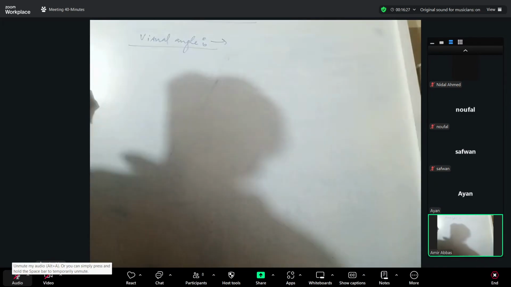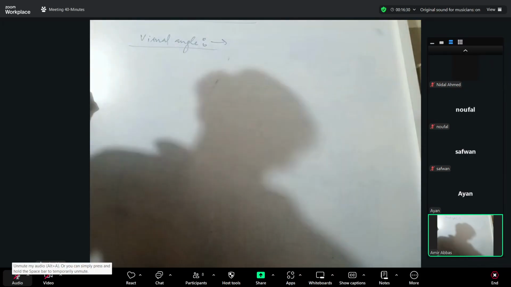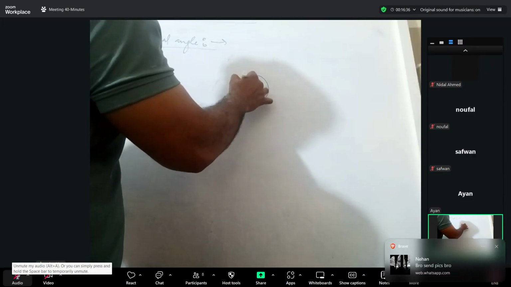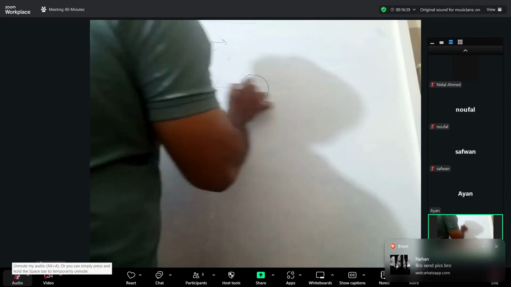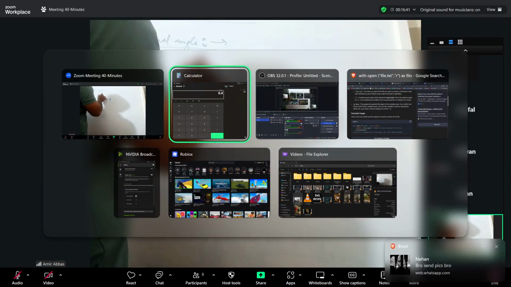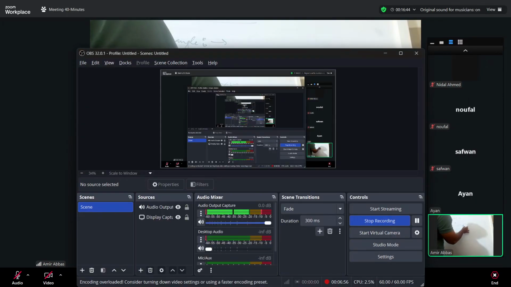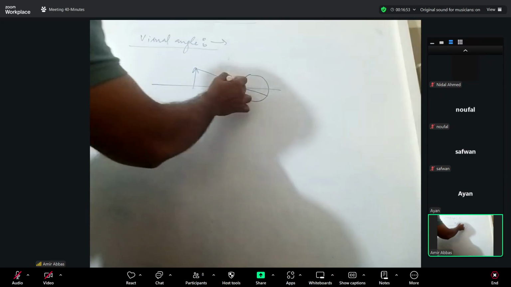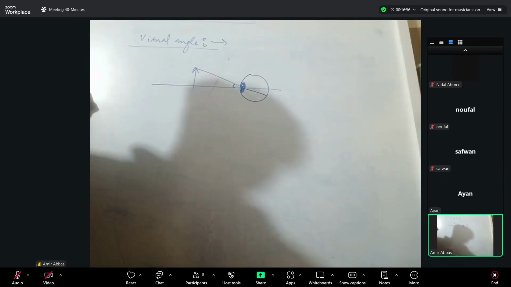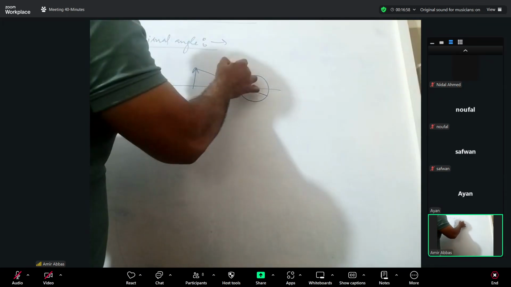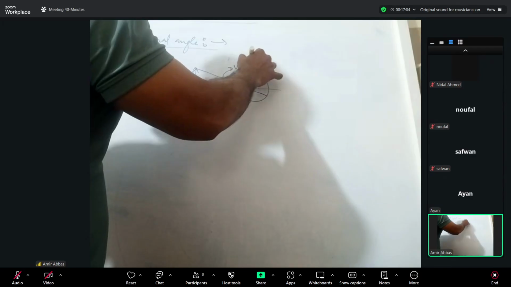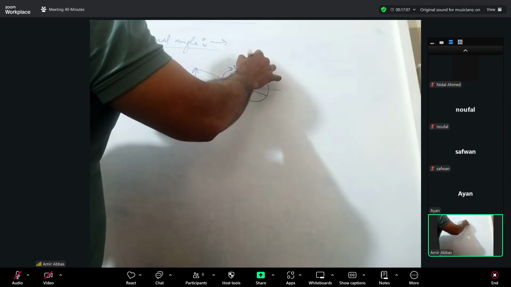How much angle an object is subtending on your eyes when you are seeing it. So if this is your eye, let us see. There is an object. This object passes the light through your lens and forms the image over here on the retina, like this. So how much angle it is subtending, that is called the visual angle.